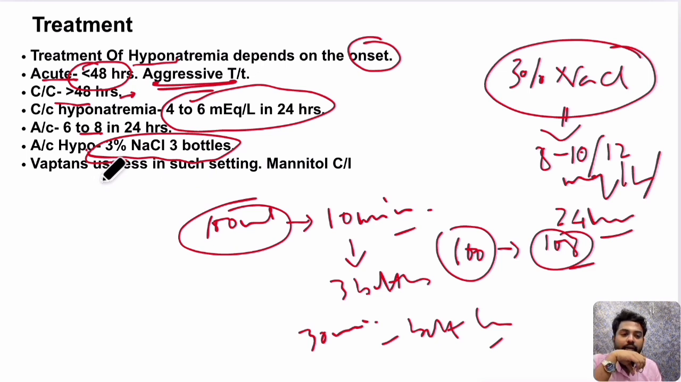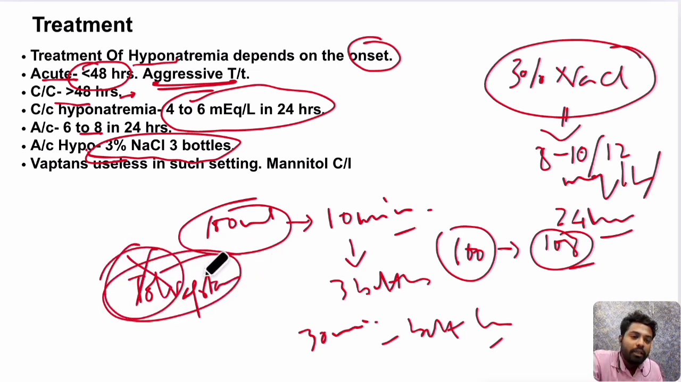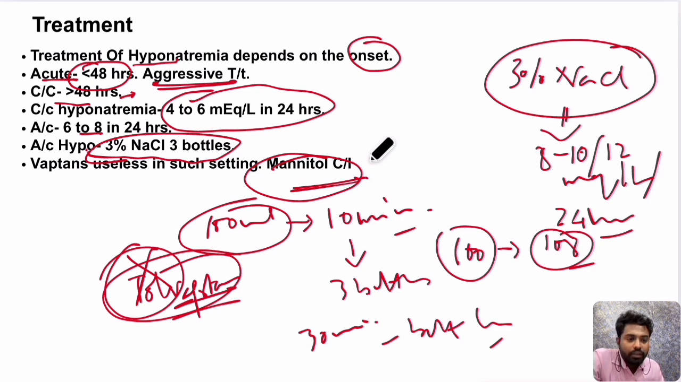And vaptans: in most cases you will see the hyponatremia patient has been started on tolvaptan in the initial days. If given at first, it is totally useless and can cause more harm, because vaptans are useless in such a setting. They don't work that fast in acute hyponatremia. Also, there is a risk of hepatotoxicity, and it will not work in the acute setting. And mannitol is also contraindicated.